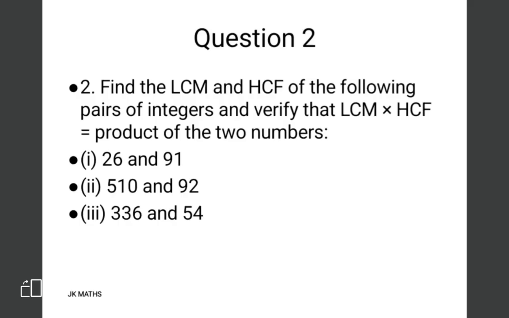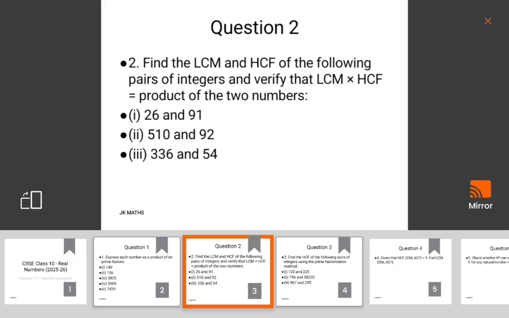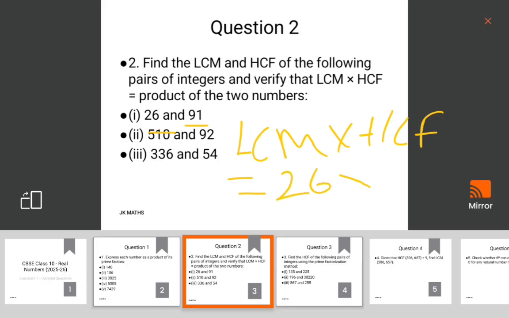So what they are asking is to first take the LCM and HCF of both the numbers, and then we should multiply them, and we should prove that this product is equal to product of two numbers, that is 26 and 91. So we have to prove the same one. So let's see how to prove it.